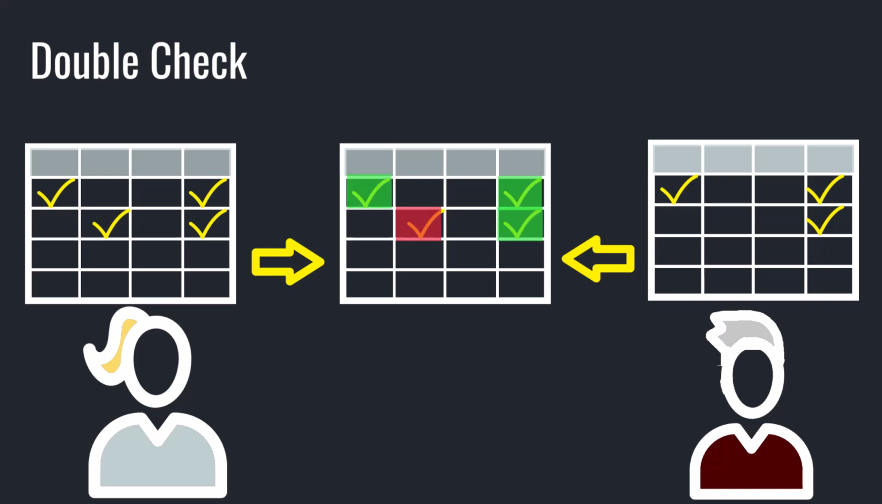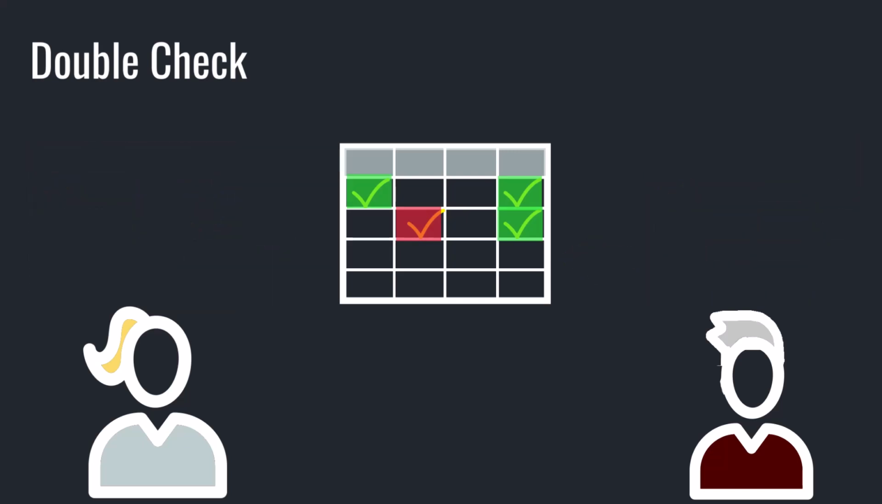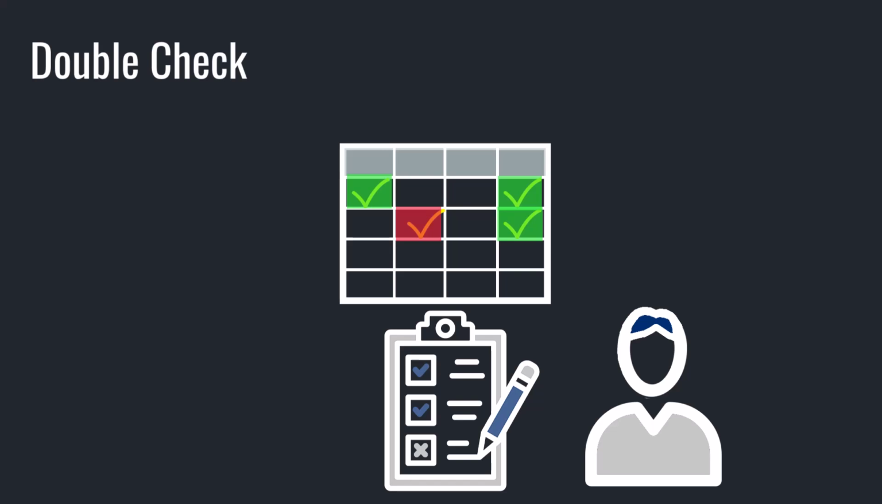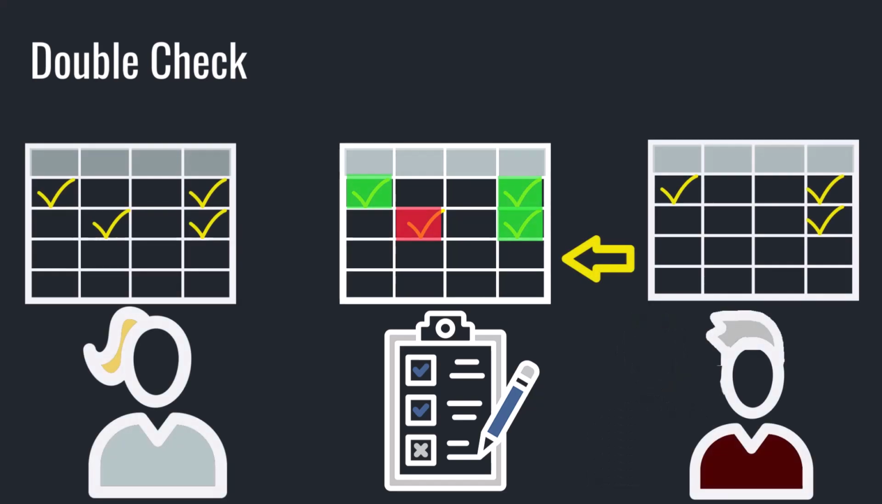If this isn't possible, try to have at least someone other than the person who originally entered the data compare paper records to the transcribed data. Then disagreements can be flagged and resolved.